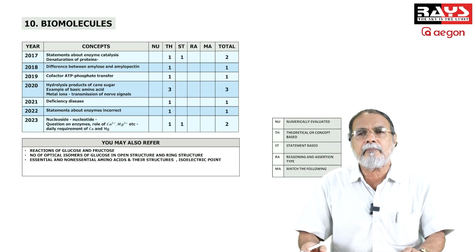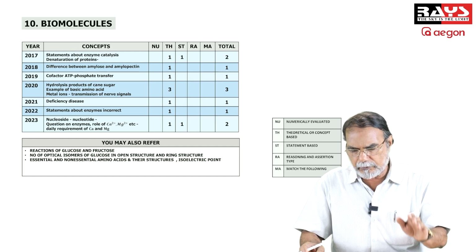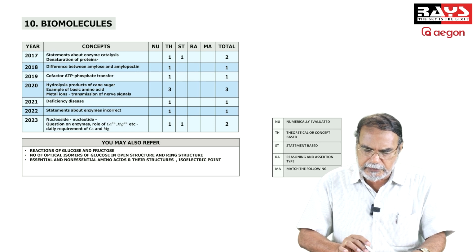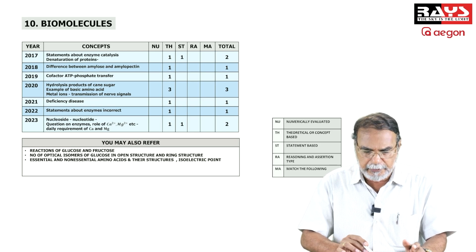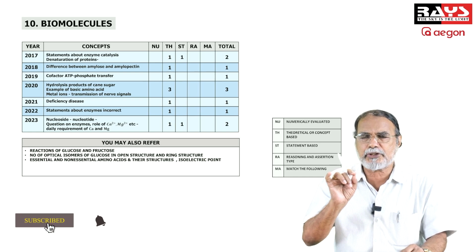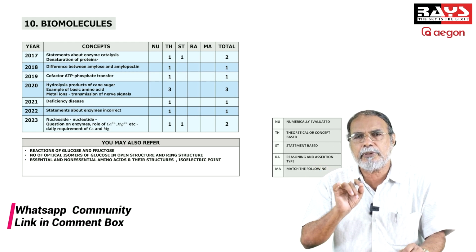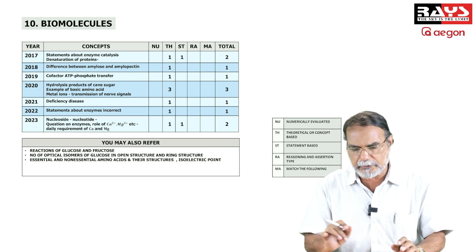Okay, and then chapter 10, that is biomolecules. Of course, in all the question papers, you find questions on biomolecules. In 2017, it was a statement type question about enzyme catalysis, and also another question regarding the denaturation of proteins. In 2018, it was a structure based question on the difference between amylose and amylopectin. Both are glucose polymers, but what is the difference between the amylose fraction and the amylopectin fraction of cellulose? That was the question.